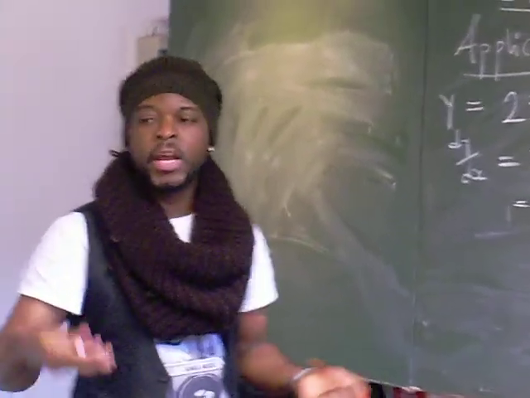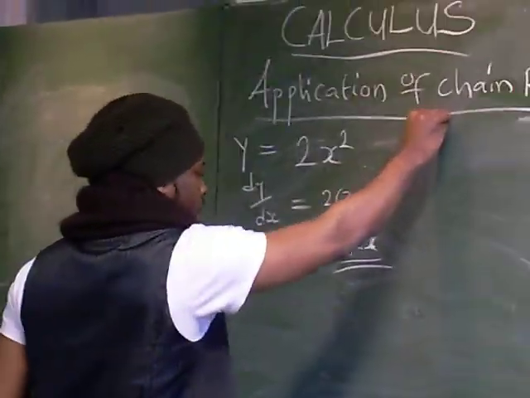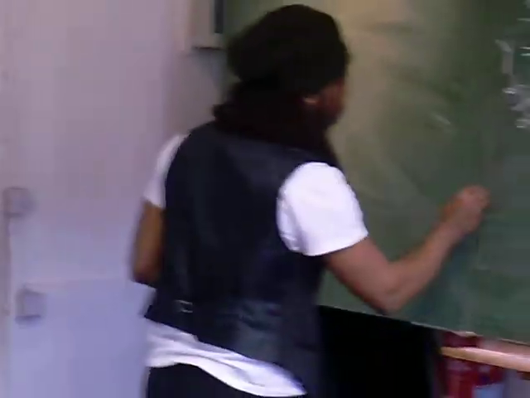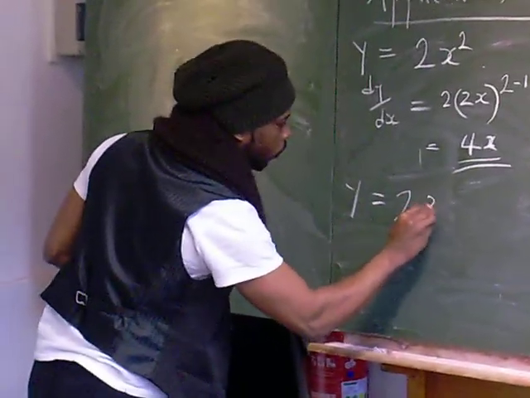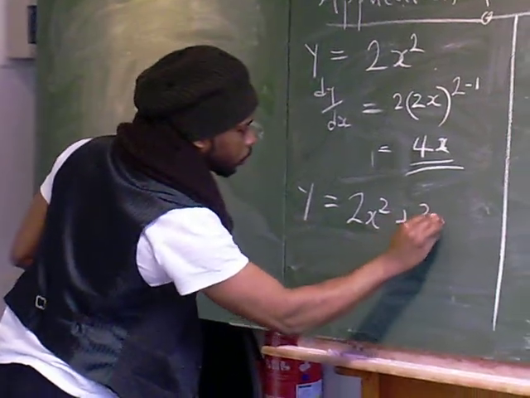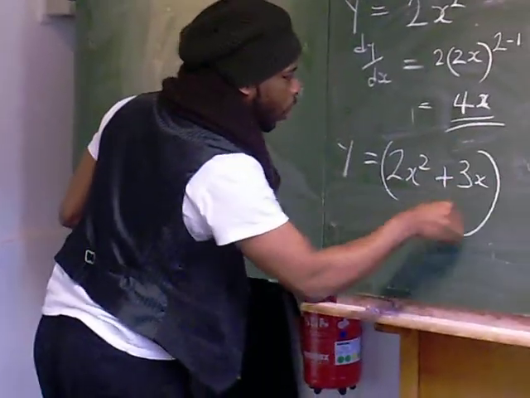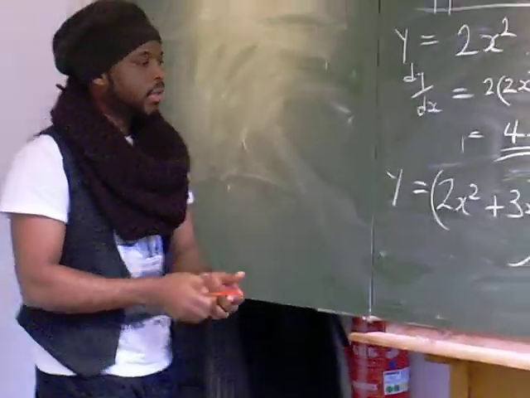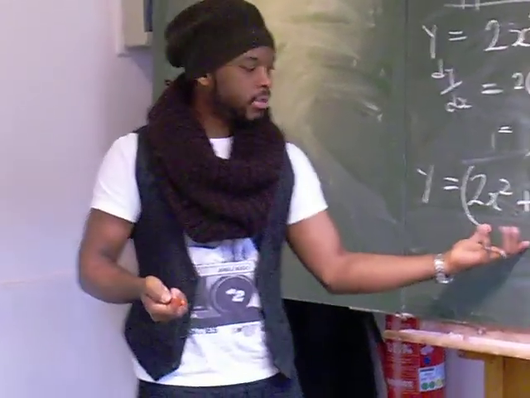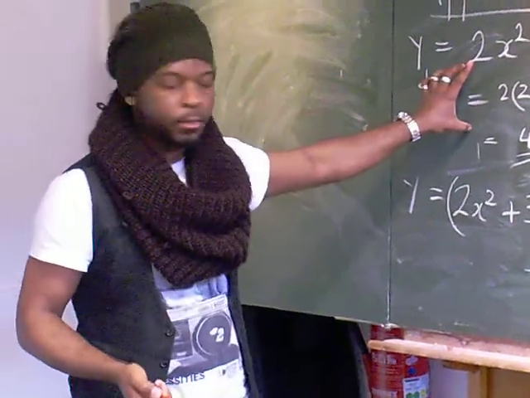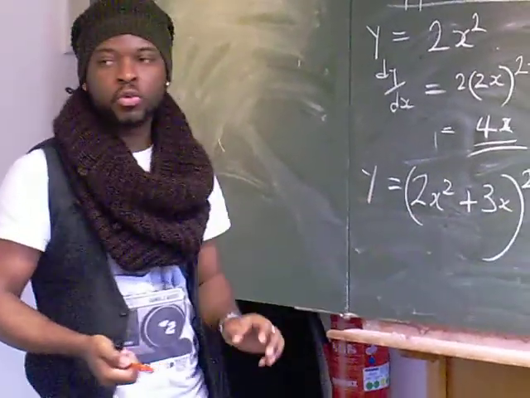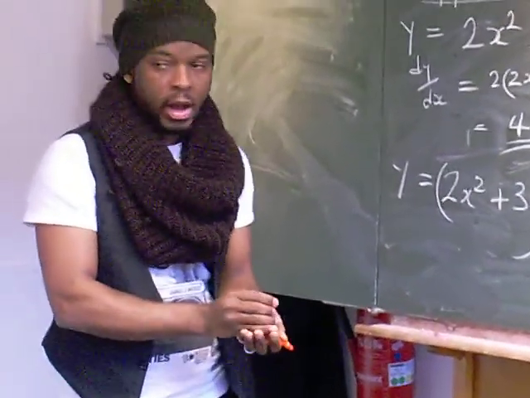But in case you are having a complex function, for example, y is equal to 2x squared plus 3x, all squared. This equation is a little bit complex, and we cannot just attack them directly the way we have attacked this one. So in this case, we are going to be applying chain rule. And chain rule is this.